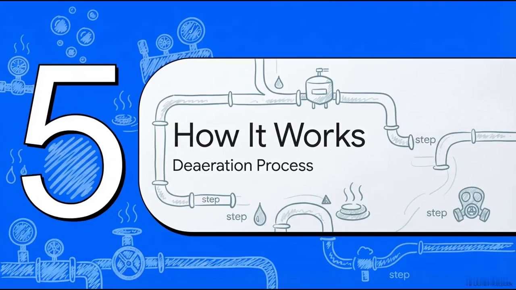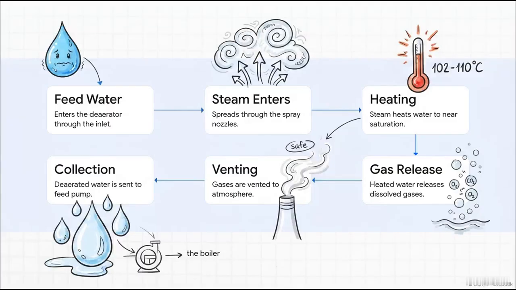So how does it all come together? Let's go to Section 5, the 6-step deaeration process. I want you to imagine just a single drop of cold feed water. Step 1, it enters the deaerator right through the inlet at the top. Step 2, instantly, steam blasts in from the lower headers and aggressively spreads upward through those spray nozzles we just talked about. Step 3 is where the absolute magic happens.